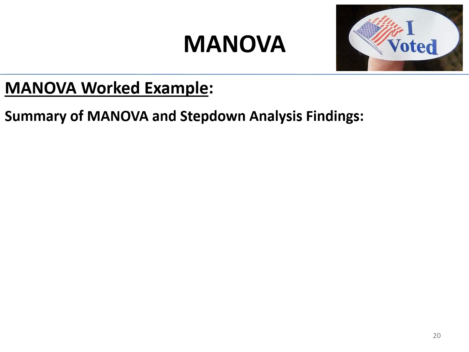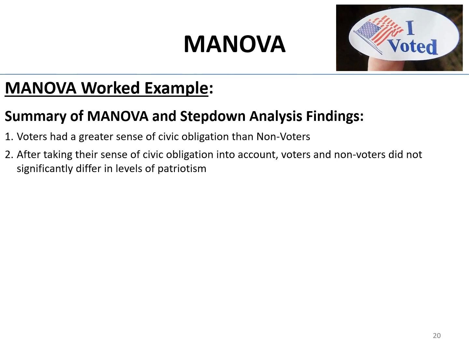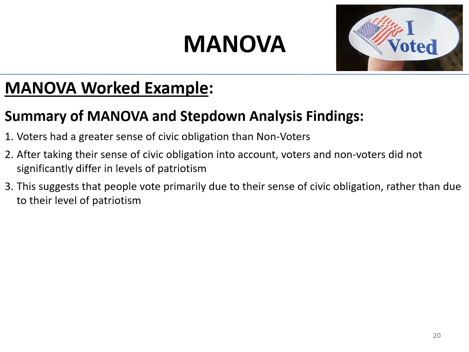So what does all this mean? Let's try to summarize what we got from the MANOVA and step-down analysis findings. First, we found that voters have a greater sense of civic obligation than non-voters, our primary DV. And then we found that after you take their sense of civic obligation into account, voters and non-voters do not differ in their level of patriotism. So back to the hypothesis, this does suggest that voters vote primarily because of their sense of civic obligation. That is where the difference between voters and non-voters really is, rather than patriotism.